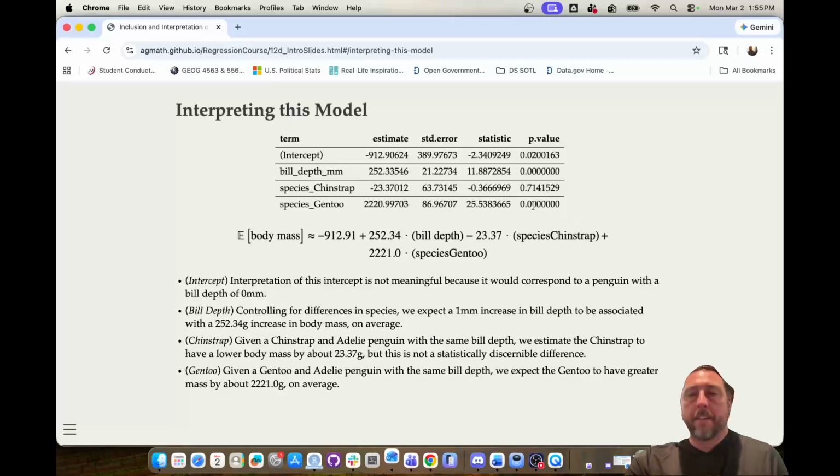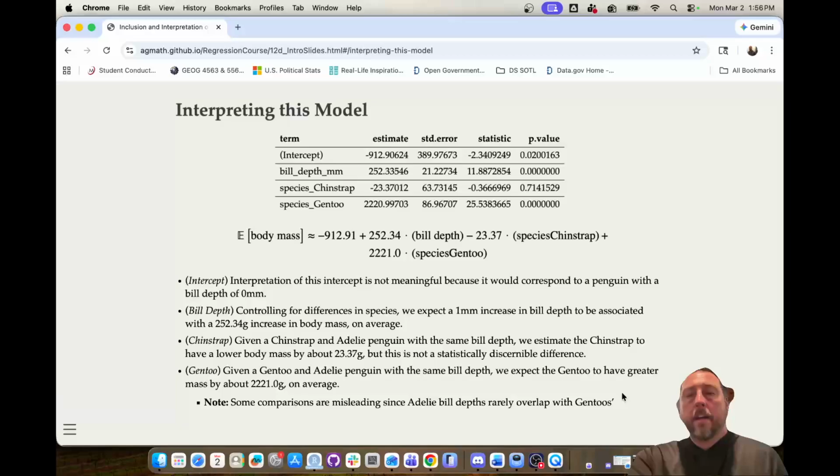The Gentoos, though, do have a statistically significant difference. We can see that here with the very small p-value. So given a Gentoo and an Adelie penguin, again, we're comparing to the Adelies because Adelie is the base level. It's the one that's not appearing in our model. So given a Gentoo and an Adelie with the same bill depth, we expect the Gentoo to have greater mass by about 2,222.1 grams on average. So again, these coefficients on these species indicators are not slopes. They're direct adjustments due to the category that I belong to.